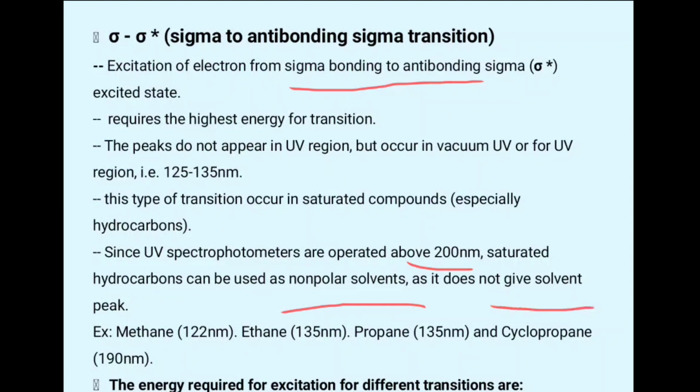These are the different types of electronic transitions in UV spectroscopy, and the energy required for excitation for these different electronic transitions: n to antibonding pi requires lesser energy when compared to pi to antibonding pi transition, than n to antibonding sigma transition, than sigma to antibonding sigma transition. Hence, sigma to antibonding sigma transition requires highest energy for transition whereas n to antibonding pi transition requires lowest energy.